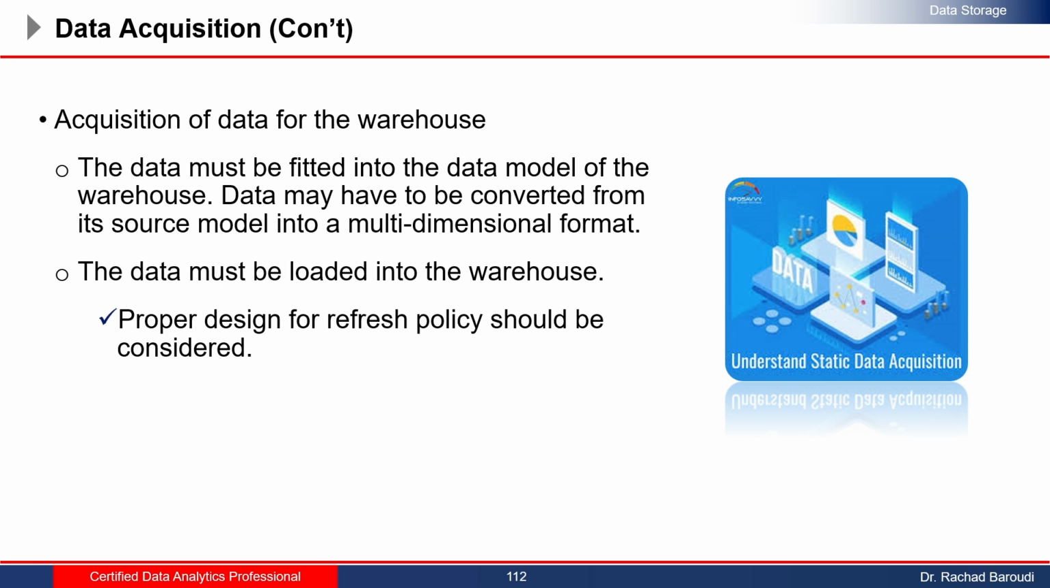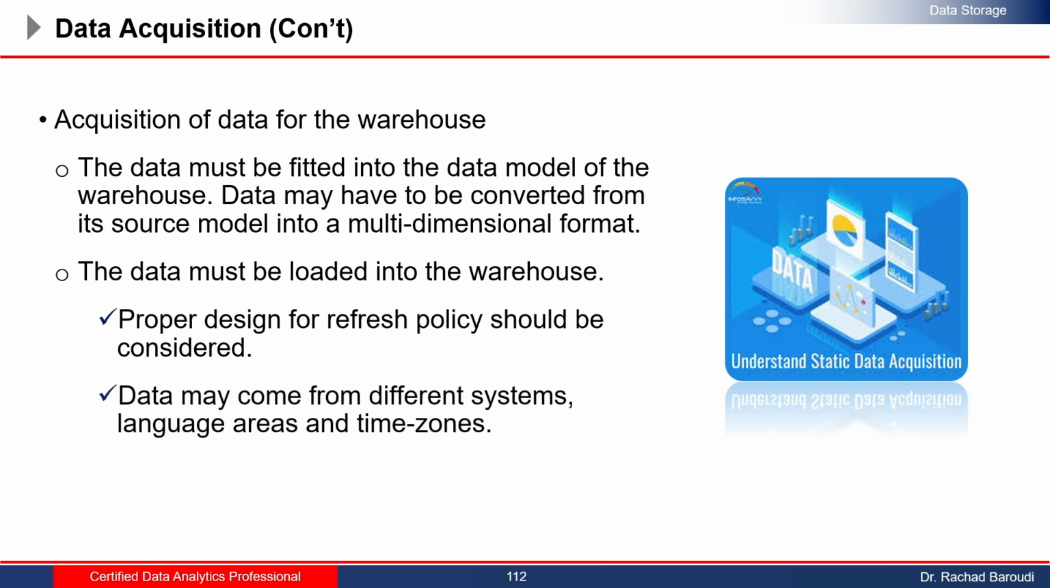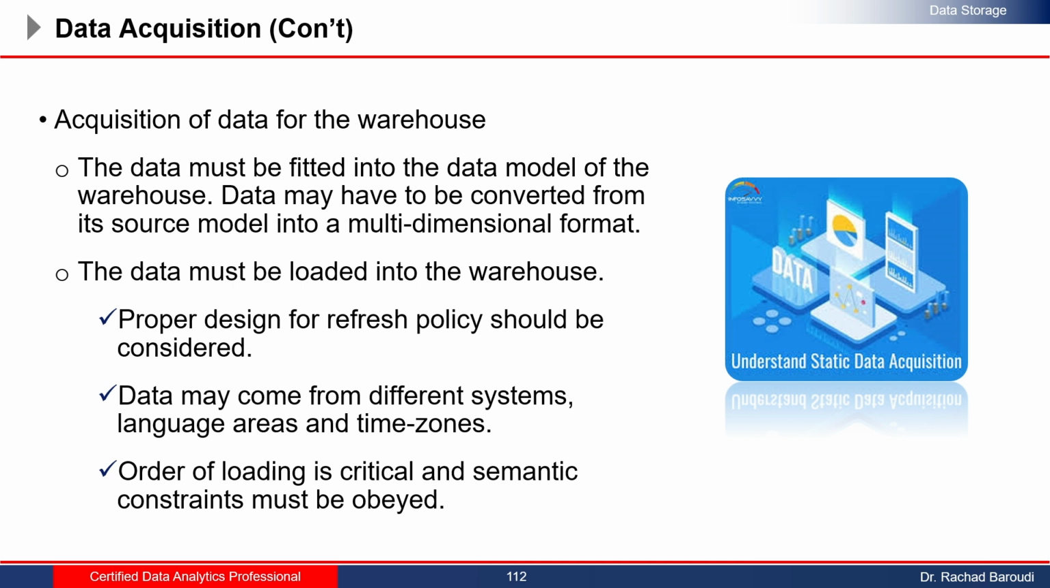Okay, so should we do the amendment every single time we do the refresh, or how are we going to be dealing with this inconsistency inside the data from different small systems that we have? Data may come from different system language areas, so it could have double languages from two different regions and two different countries selling the same product, and time zones. Order of loading is critical and semantic constraints must be obeyed.